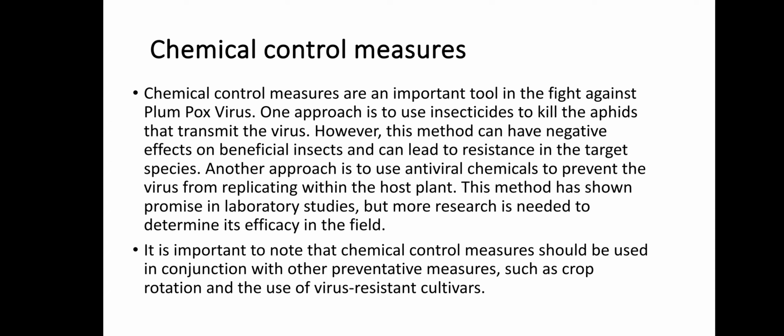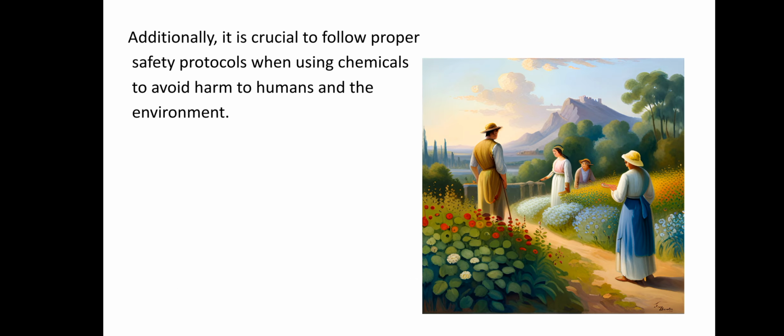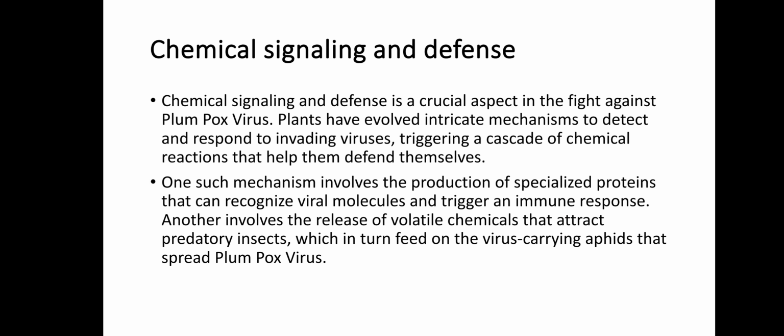It is important to note that chemical control measures should be used in conjunction with other preventative measures such as crop rotation and the use of virus-resistant cultivars. Additionally, it is crucial to follow proper safety protocols when using chemicals to avoid harm to humans and the environment.